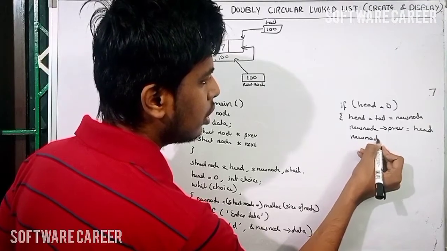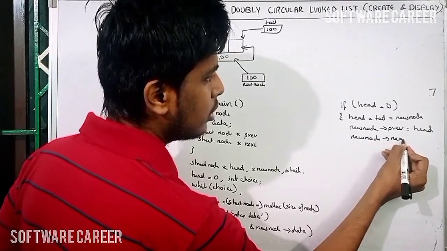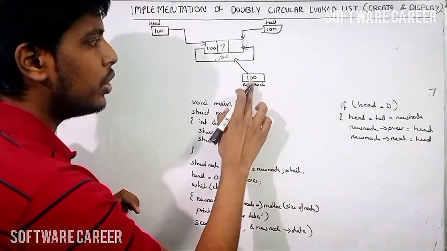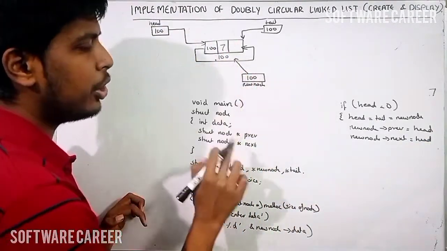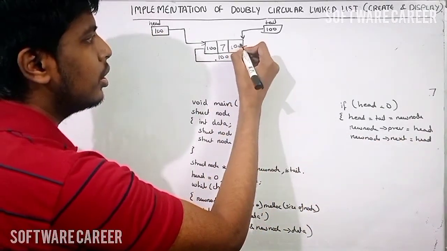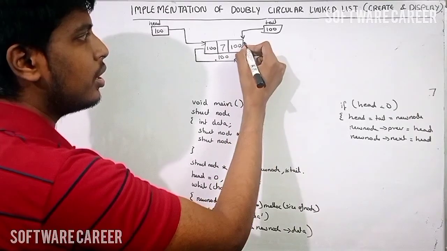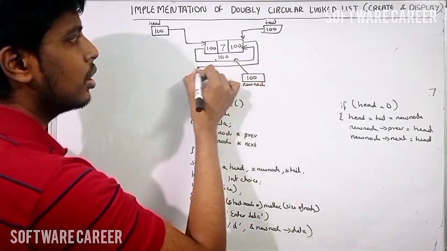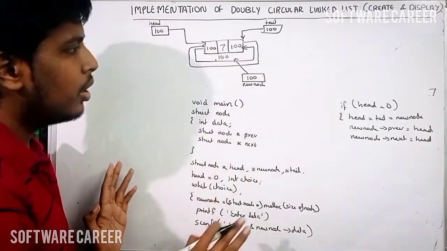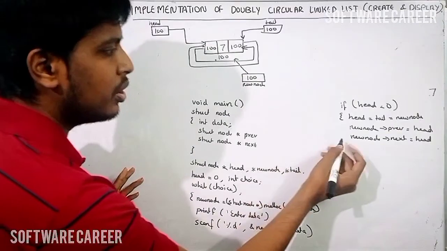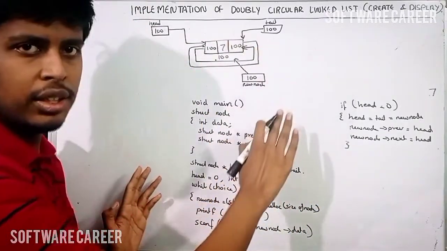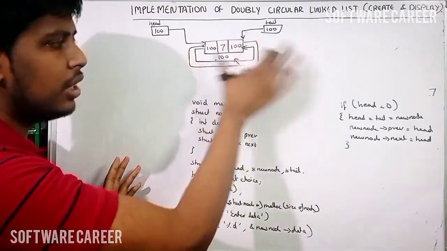New node next equals to head. Now see, what is the new node address? 100. 100 next is this pointer. In this pointer I should store the head address. Head is 100, so I am storing 100. Now I can create a forward link. I have created a forward and backward link. This is how you should create a node when the linked list is empty. First node you are creating when the linked list is empty.